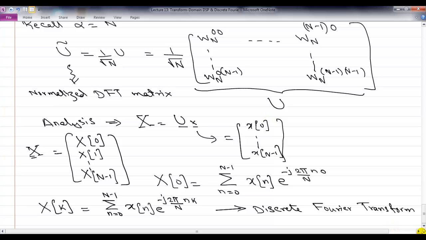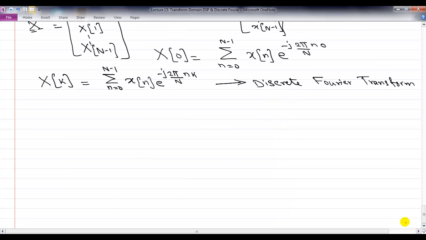Similarly, in the case of the non-orthonormal transform, the analysis equation is little x equals 1 over N, because we are doing non-orthonormal, so our alpha is N. So alpha inverse is 1 over N times U conjugate. U Hermitian is U conjugate. We already saw that. Times capital X.